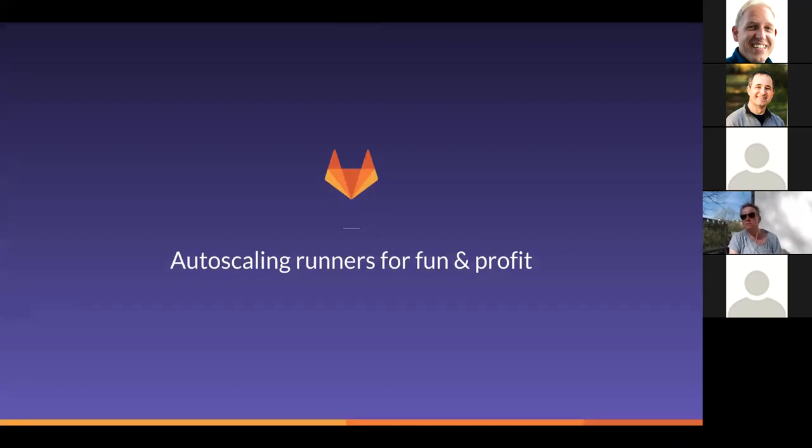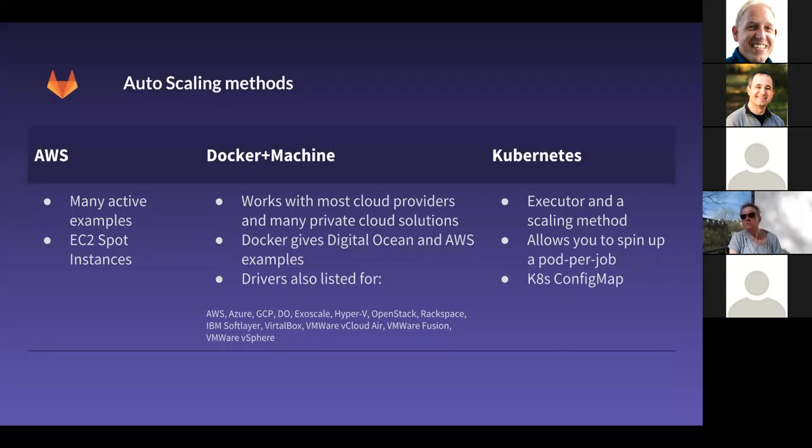All right, so let's talk about auto-scaling runners. Again, there are 3 different auto-scaling methods. This is where we're going to dive into it. There's AWS, which I've separated out. AWS actually uses Docker Machine, but there are some specific things to AWS that I think are important. There's Docker Machine, which again works with most cloud providers.